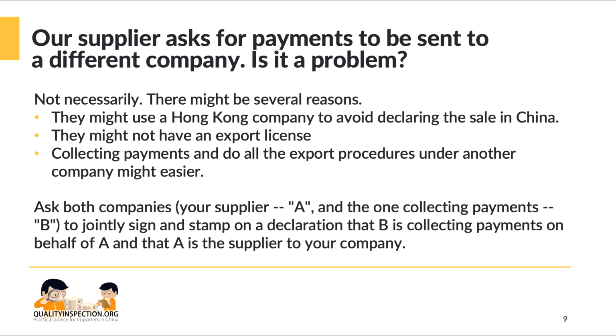So one thing that you can do is ask both of the companies to write down a statement, sign it and stamp it, and explain clearly that company B is collecting payment on behalf of company A, and that company A is the supplier to your company and is still liable as per the terms of the contract or the purchase order or whatever document you are using to spell your terms. Okay, if you don't do this, you might run into some issues, even though really this is very common.